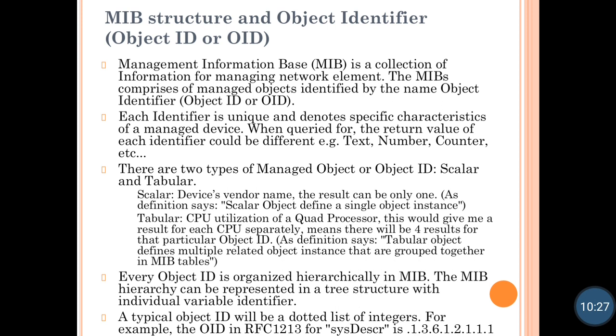Every object ID is organized hierarchically in the management information base, and a typical object ID will be a dotted list of integers like 1.3.6.1.2.1 etc. So MIB is represented in a hierarchical structure, like a tree structure.